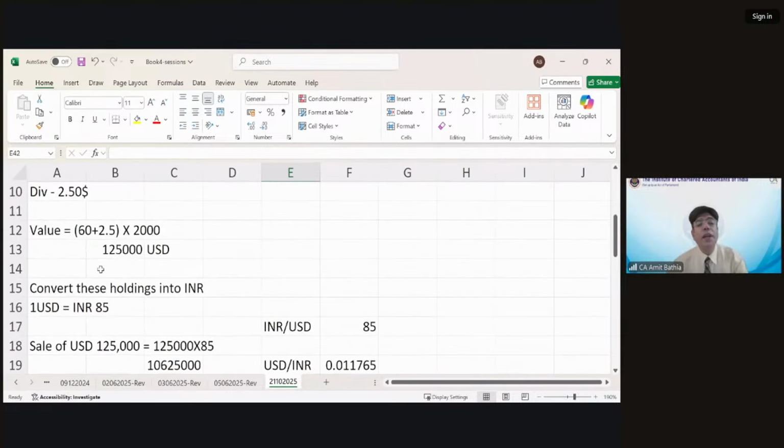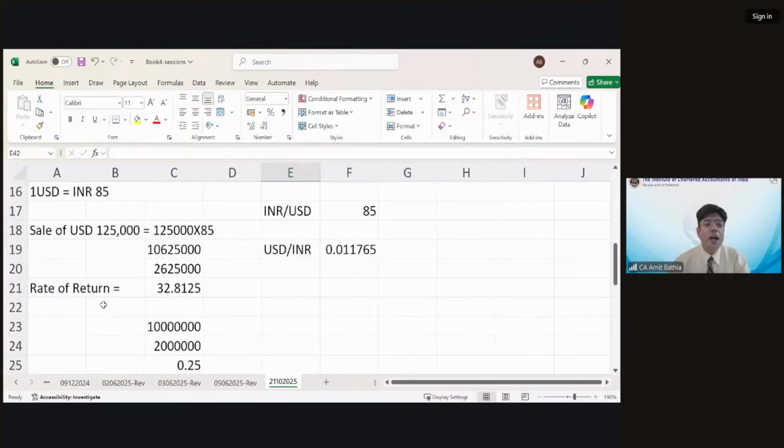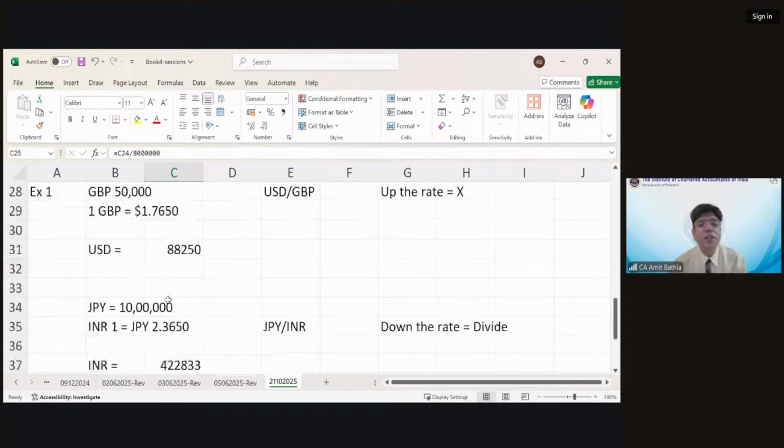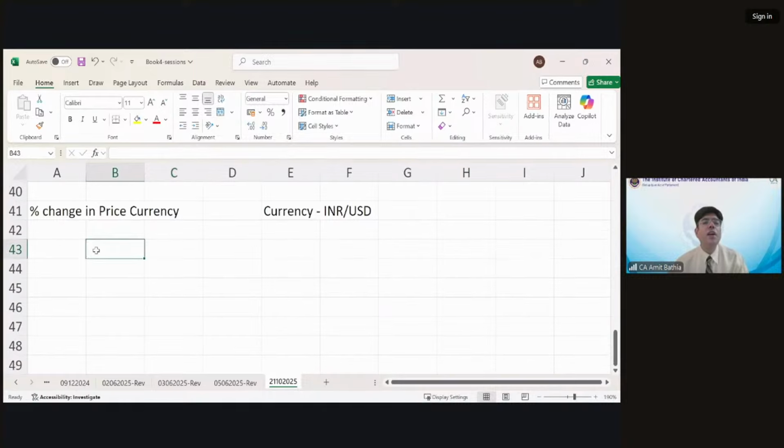We took this particular example, where we found out that out of the rate of return of 32.8125, 25% was the actual return had the exchange rate change not happened. We tried to justify that the rate of exchange change was 7.8125, but we had not calculated it. So let's calculate that now, so that we have a clear understanding of how to calculate percentage change in price currency.